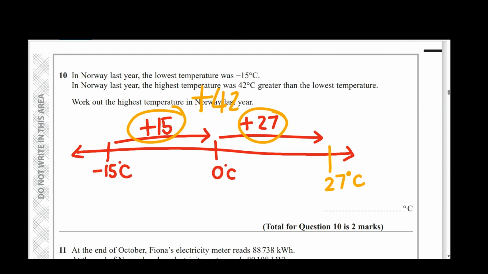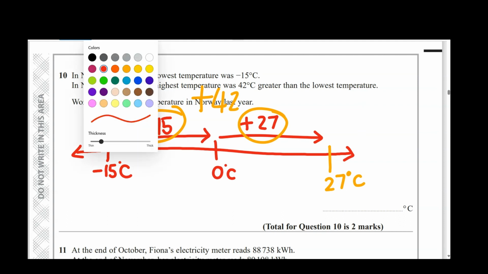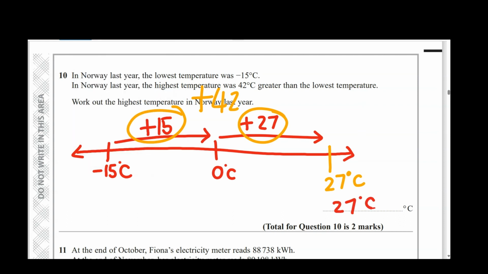The reason why I did it with this number line is just lots of people get tricked by this minus 15. So just remember, it's negative 15. You're going to have to add on to get to 0 and then keep on adding. Okay, so the hottest temperature there is plus 27 degrees. You could also write it out in words and just say minus 15 degrees Celsius plus 42 degrees Celsius, and you're going to get positive 27 degrees Celsius.